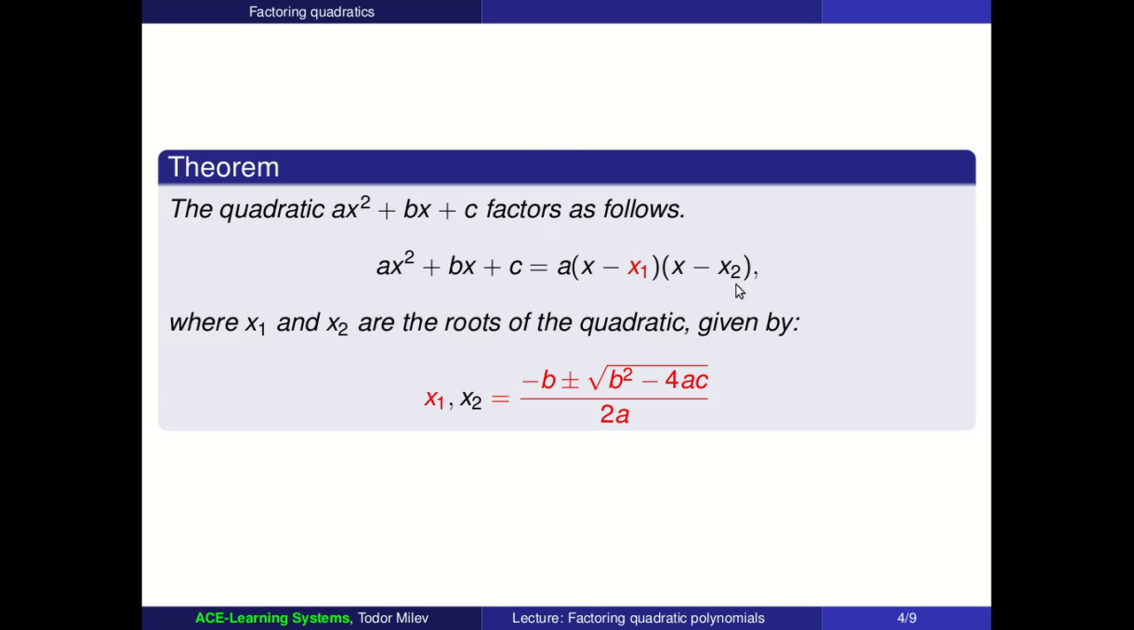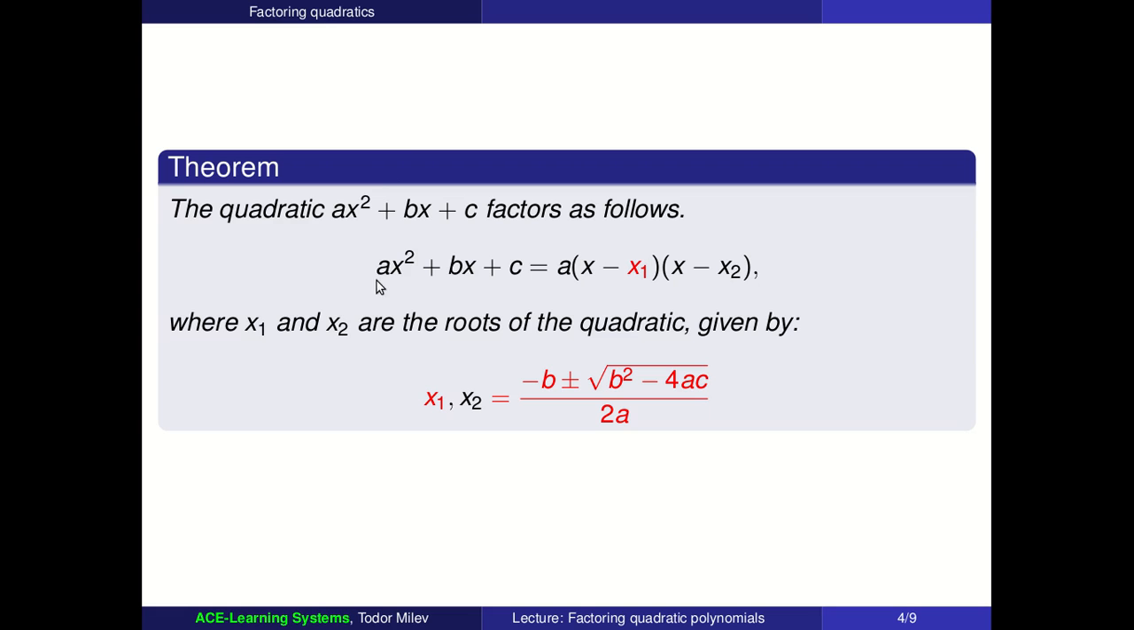What are these x1 and x2? Once again, I'm having an absolutely arbitrary quadratic, ax squared plus bx plus c. A, b, and c are just arbitrary constants, and I can immediately factor it as the number a times x minus x1 times x minus x2. Now, of course, the problem is, what are x1 and x2? Well, x1 and x2 are the roots that would be obtained if I were to interpret ax squared plus bx plus c as a quadratic equation by setting ax squared plus bx plus c equal to 0.